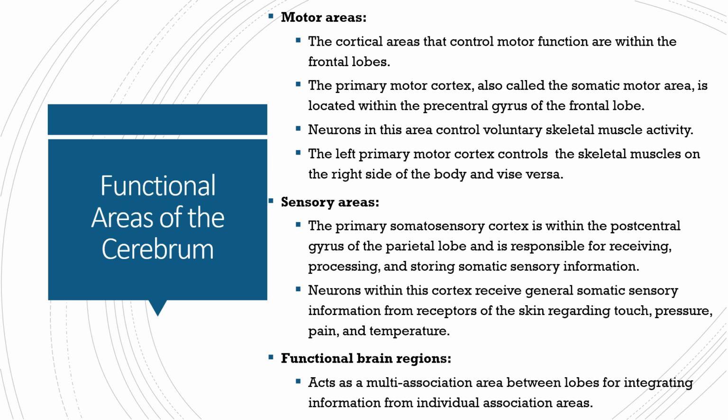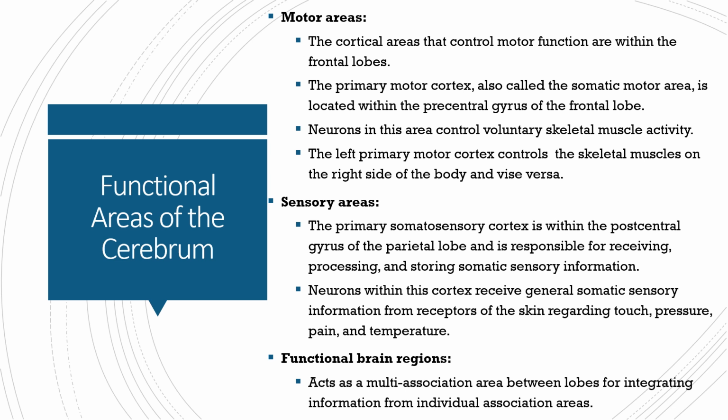An intriguing aspect of the brain organization is the cross-control pattern. The left primary motor cortex directs motor activity to the right side of the body, while the right primary motor cortex governs movements on the left side of the body.